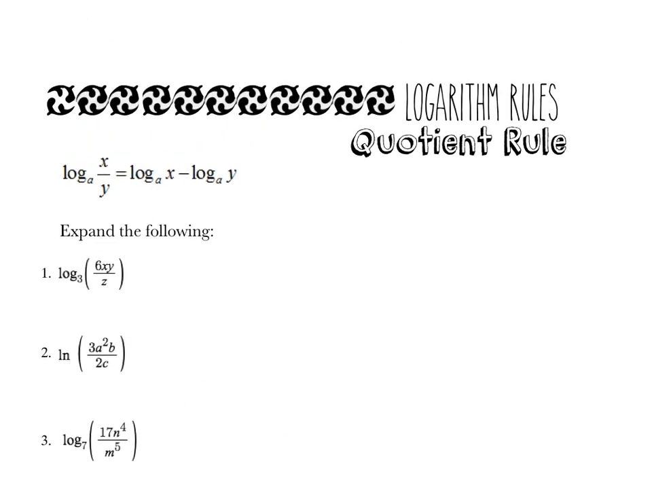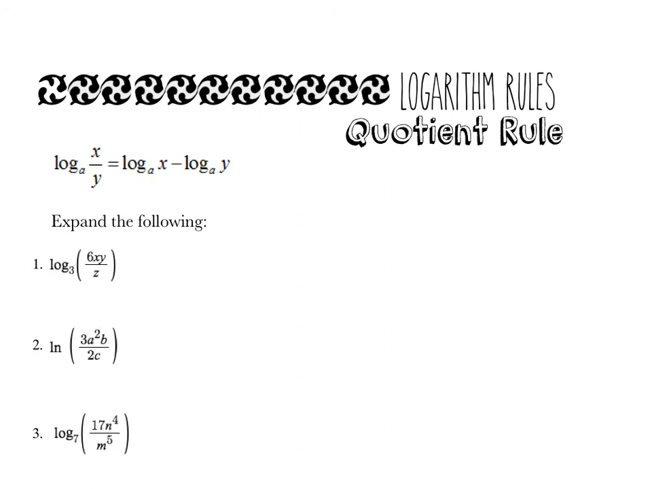Okay, so we're on the next page. We have the quotient rule. The quotient rule states that when you take the log base whatever of something, if that something is a quotient, then you can write that as terms that are being subtracted. So it's like the top minus the bottom. So if I was going to write the first one using this rule, it would look like this.